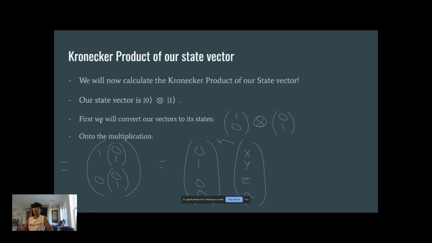Now that we've converted our vectors to states, we're going to go on to the multiplication for the Kronecker product. So we're going to do 1 times 0 and 1 times 1, which would just return 0, 1. And then we do 0 times 0, 0 times 1, so that would just be 0, 0.